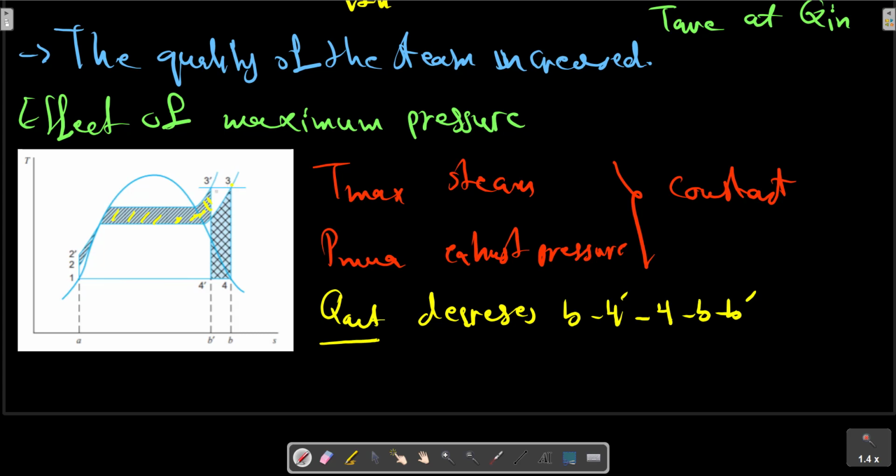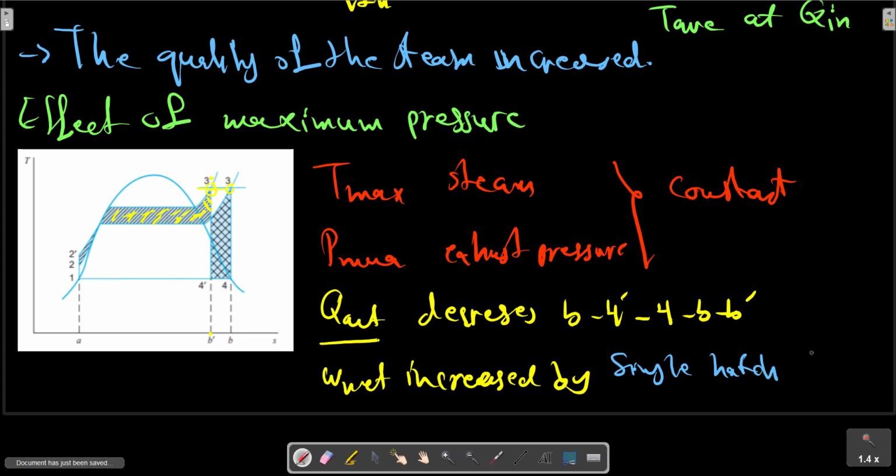Then we go from G to 4 B at constant temperature. We should reach a point B prime, isentropic to G prime, so the work increases by the hatch. The network increases by the amount of single cross hatching, this area, and decreases by the amount of double cross hatching.